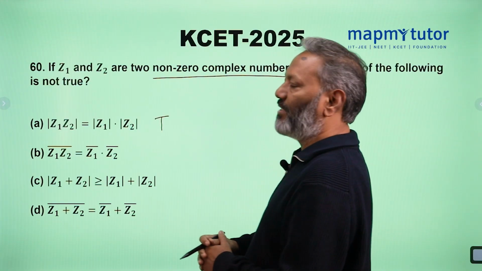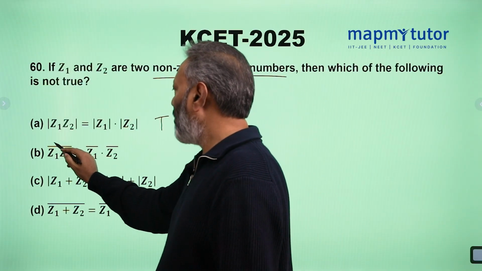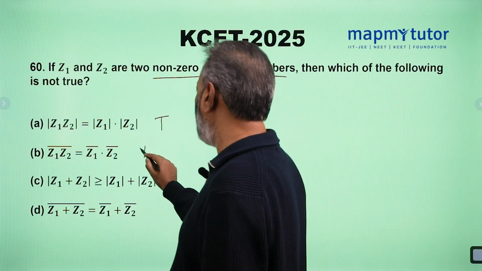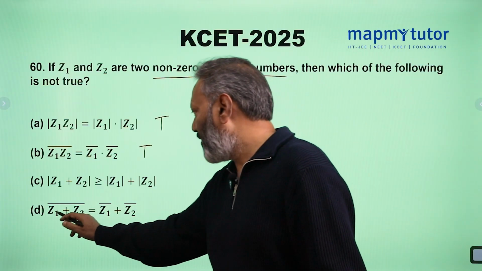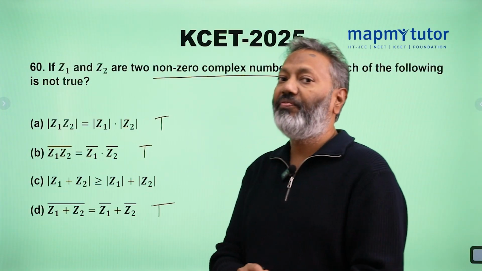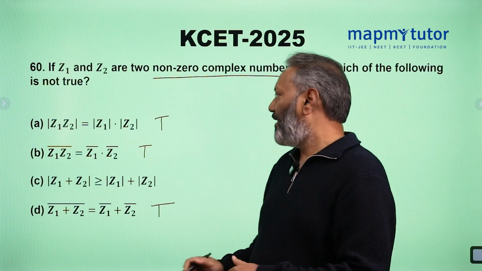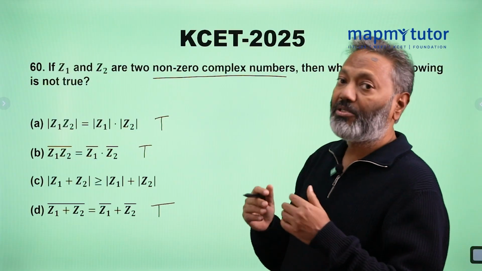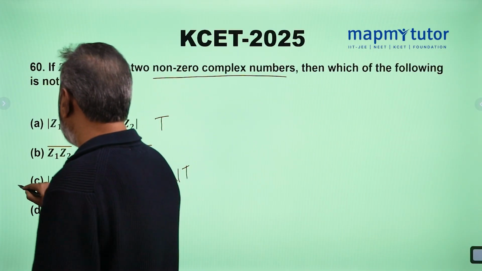Of course, true. It's the basic property of the modulus of two complex numbers. And then conjugate of Z1 into Z2 is conjugate of Z1 times conjugate of Z2, which is also true because it is another basic property of conjugate. And one more property of conjugate is in option D, which is again true. Conjugate of Z1 plus Z2 is conjugate of Z1 plus conjugate of Z2. Therefore, anyway, the options A, B, and D are true. That means the third option is not true, which is our answer.